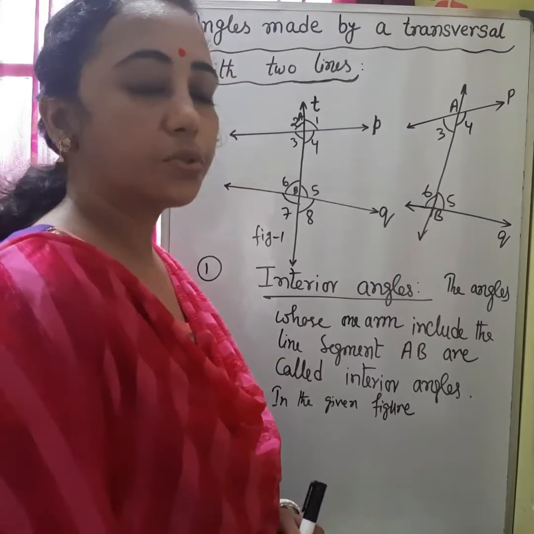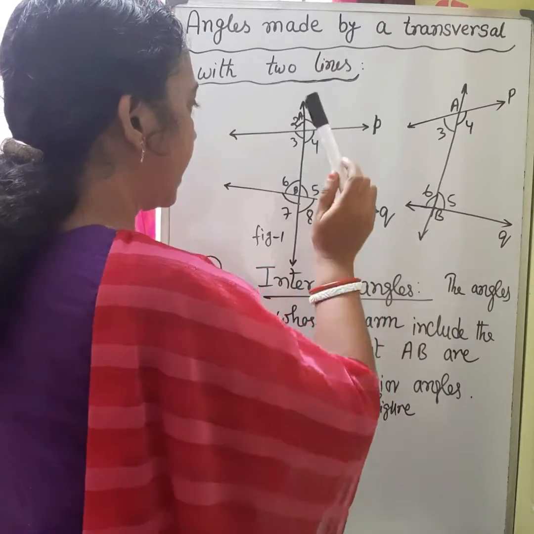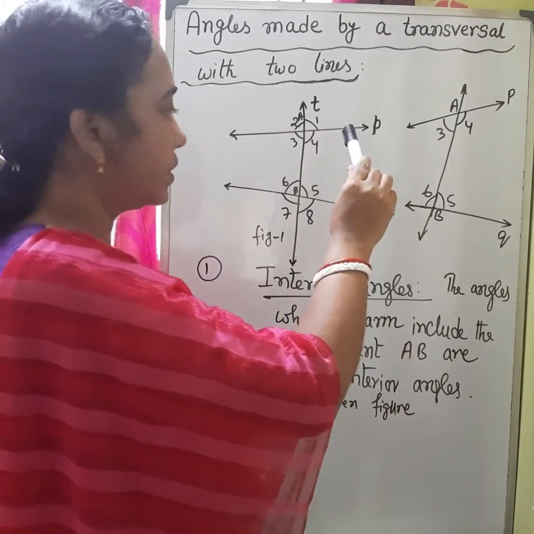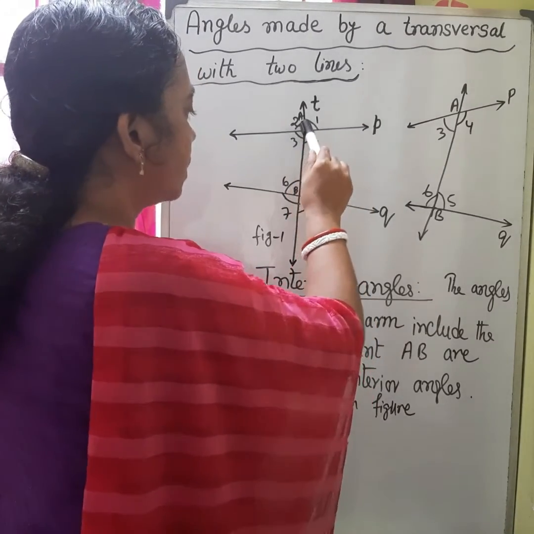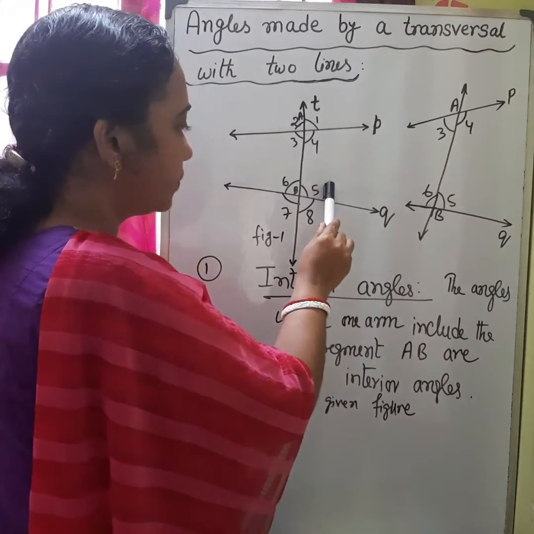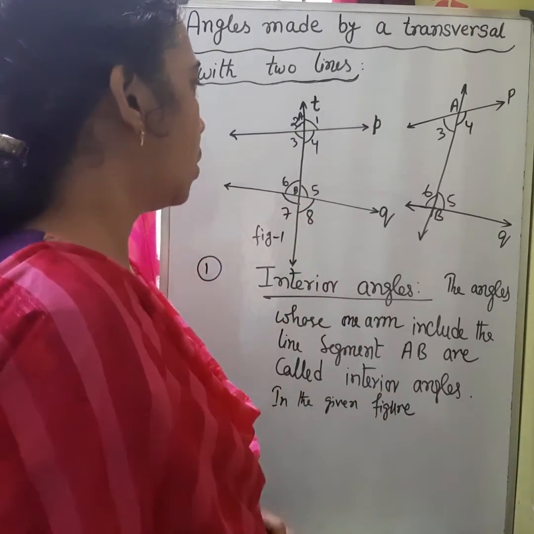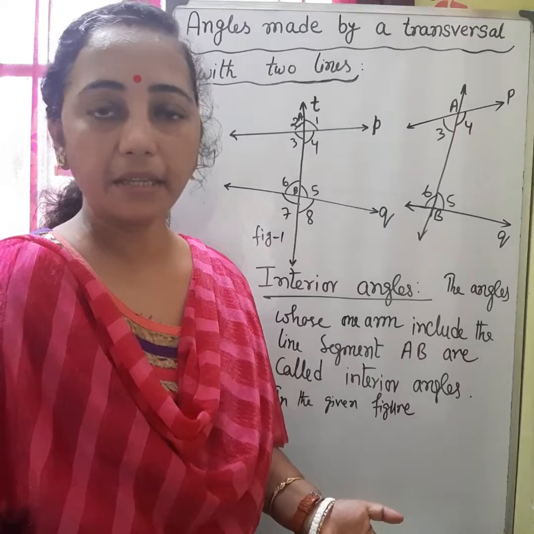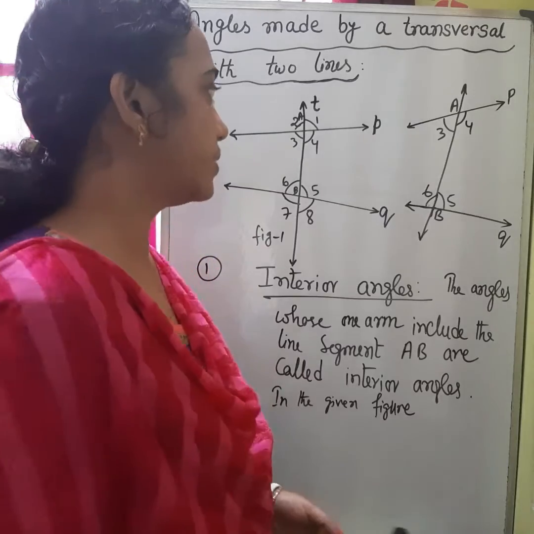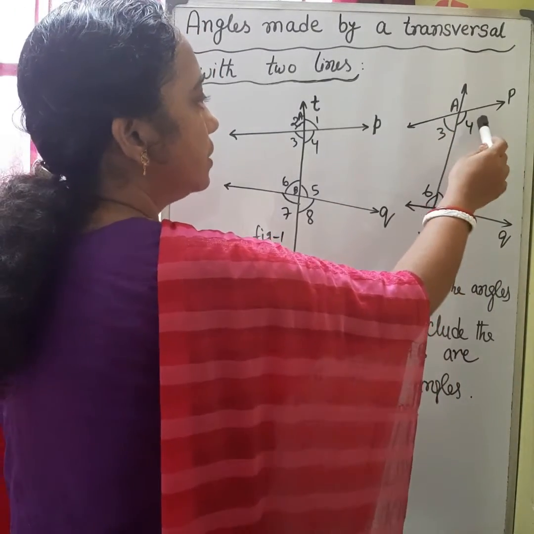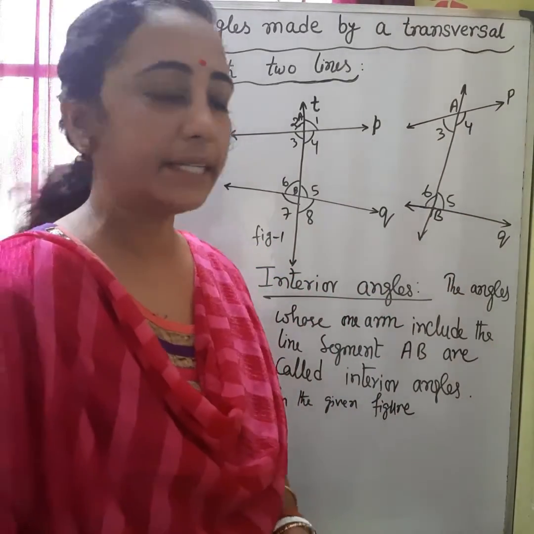The angles whose one arm includes the line segment AB are called interior angles. Look at this figure. In this figure, angle 4 has one arm AB, angle 3 has one arm AB. If we consider angle 5, one arm is AB, and angle 6, one arm is AB. Also these angles are lying in the interior region of these two lines. So these angles are called interior angles. So if we see this figure again, here angle 4, angle 3, angle 5 and angle 6 are called interior angles.